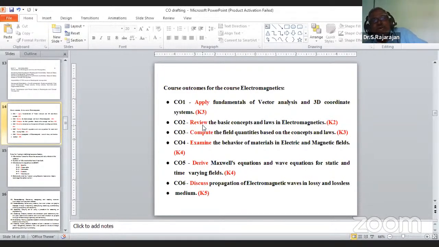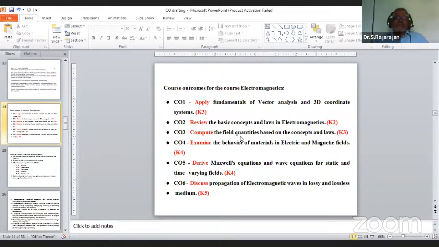Second, CO2: review the basic concepts and laws in electromagnetics. They have very simply given review. Review is the keyword or the action verb for knowledge level 2, K2. K2 is understanding. So review the basic concepts and laws in electromagnetics. Simply they have written, so only the recap we have to give. That is K2 level, not K3 or any other level. Very basic level, K1 or K2 level, they have written this.